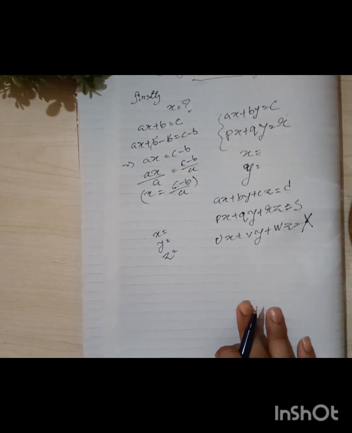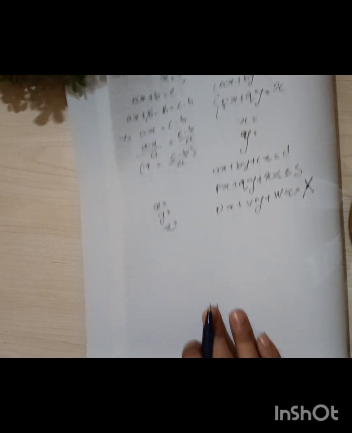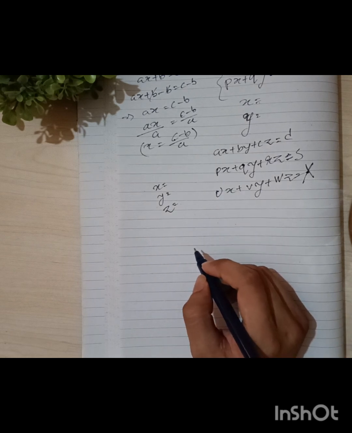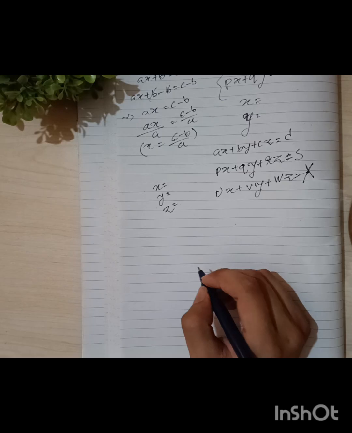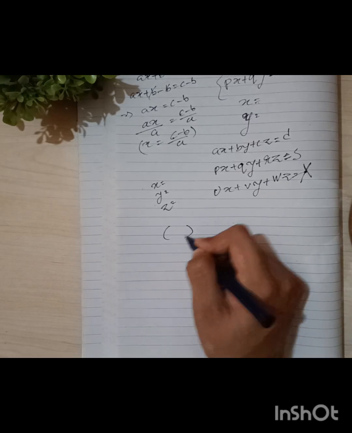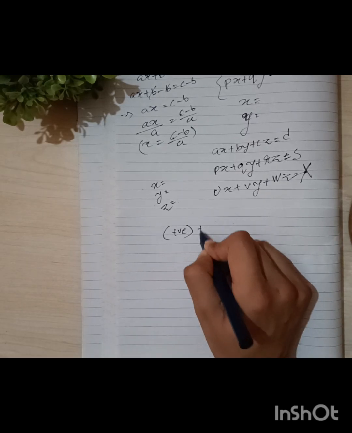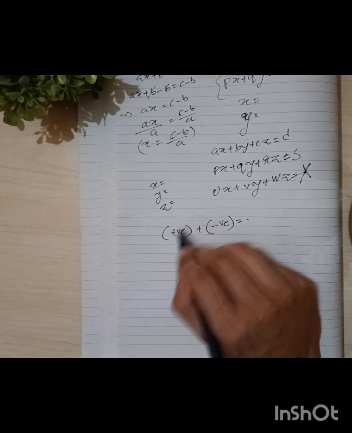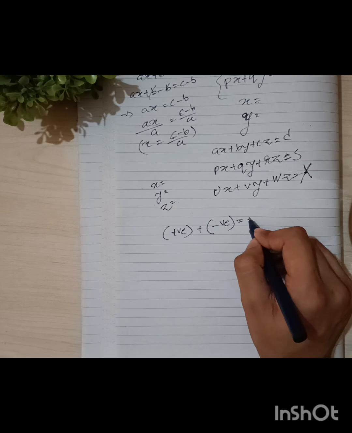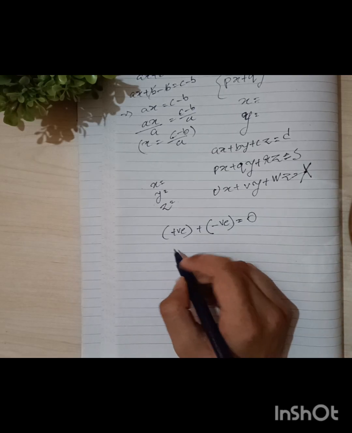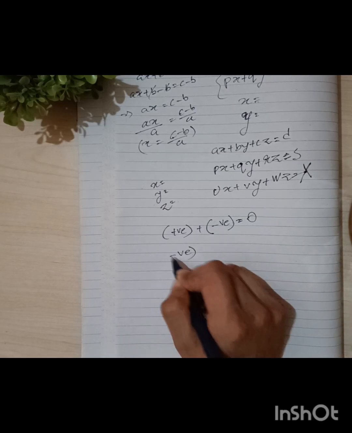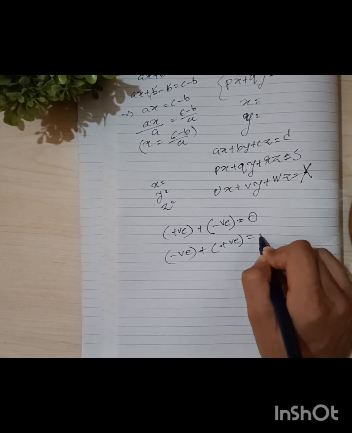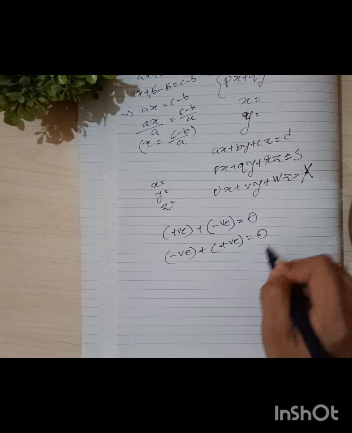Now we have to think about the second thing, which is that if two quantities add up to be 0, then one must be positive and the second must be negative, and the summation of these quantities will be 0, and vice versa. The first one may be negative and the second one may be positive. That will add up to be 0.